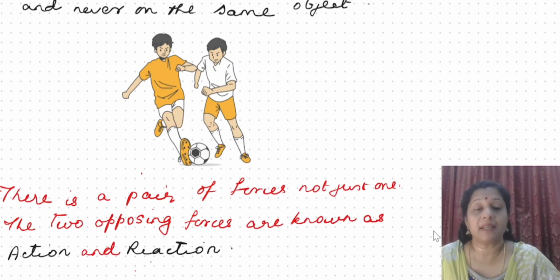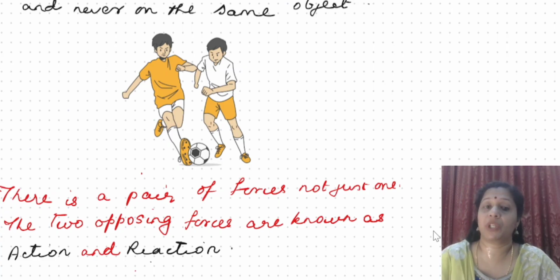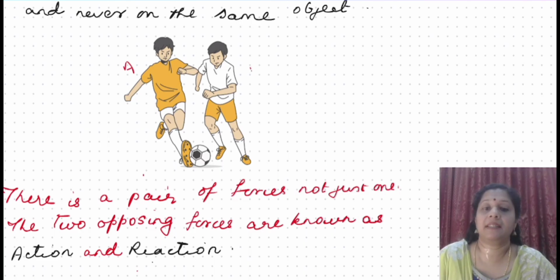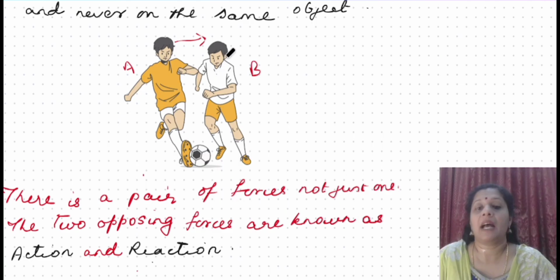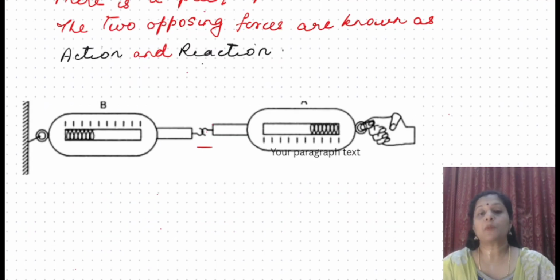Why? Suppose in this you can see player 1 is wearing that yellow shirt. Suppose this is player A and this is player B. So A is acting a force on B, hitting, and B will immediately exert a force back in equal magnitude but opposite direction, because the directions you can see are opposite. So we can say what A applied on B is called the action force, whereas B applied on A is the reaction force.